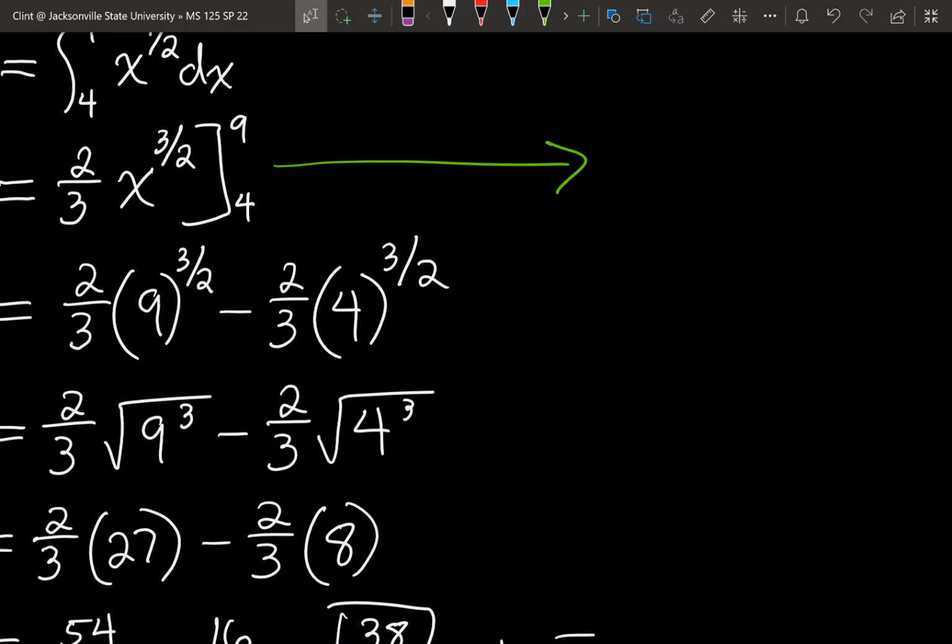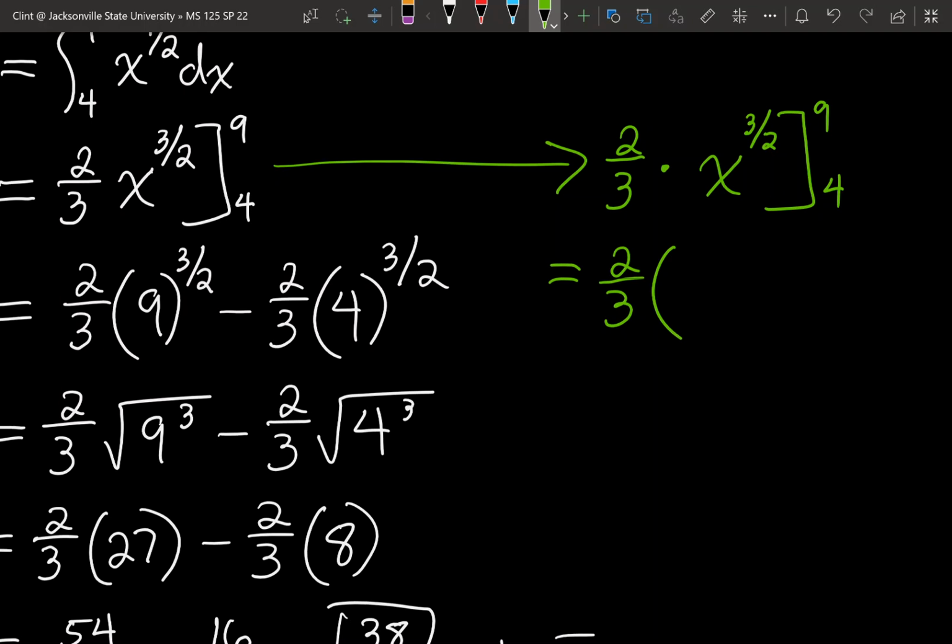So what we could have done is 2/3 times that part. Then we would have had 2/3 times 27 minus 8, and then you get the same thing. But if you have a constant, you can factor it out front and save it to the end. Sometimes that's really helpful. You don't have to write down as much stuff.